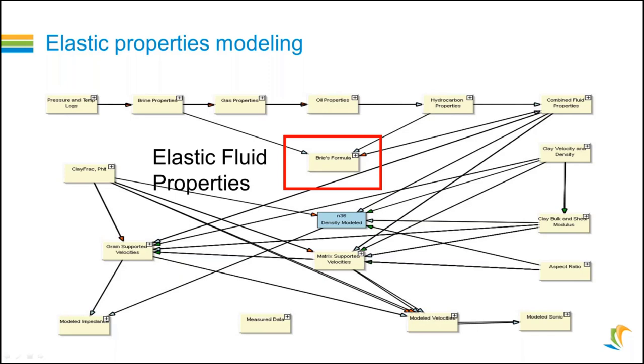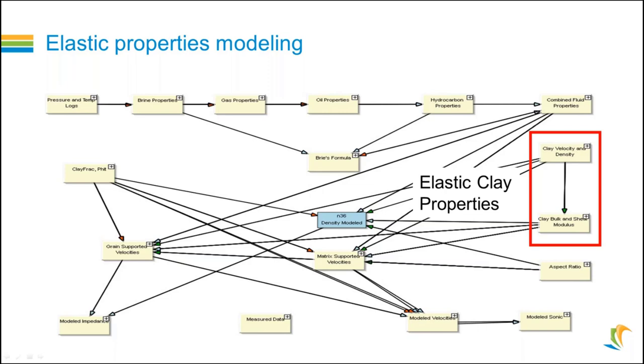And then the next part is that I need to model the clay part. Clay is very important and tricky within the, let's say, other minerals. It has lots of different properties compared with quartz and other clean minerals. So you need to first take care of the clay. So clay velocity and density, and also bulk and shear modulus, need to be first modeled using appropriate approaches.